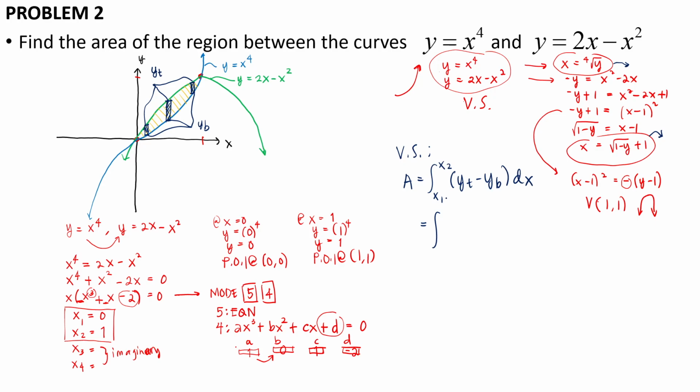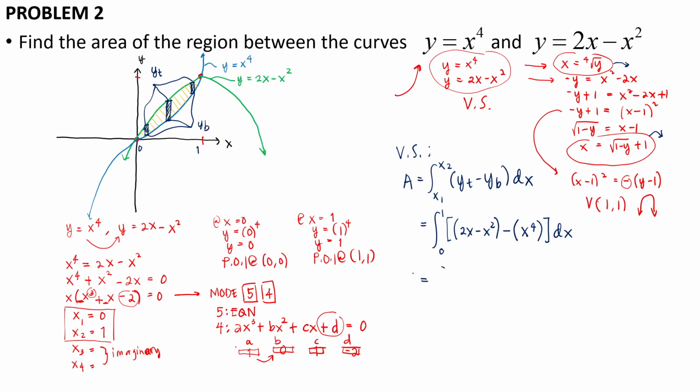Okay, so x sub 1 to x sub 2, that will be from 0 to 1, the x parameter. So y top is the green graph, that will be 2x minus x squared, and the bottom graph is the blue graph, that's x to the power of 4 dx.